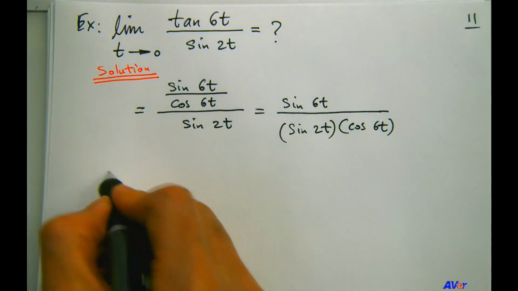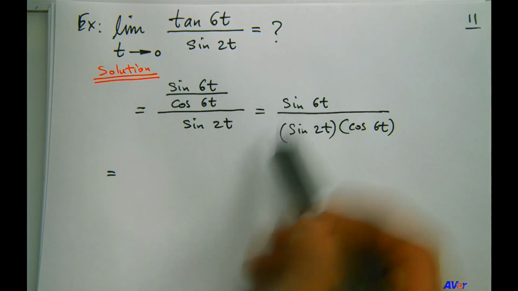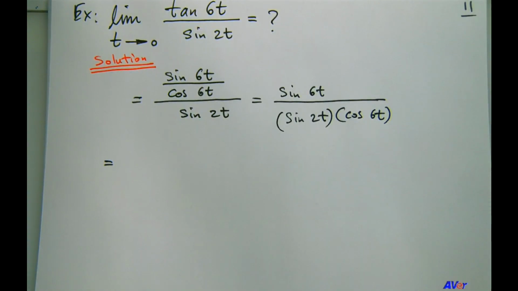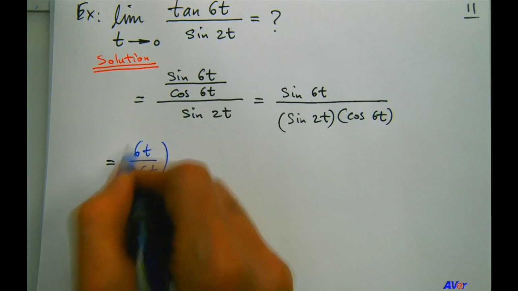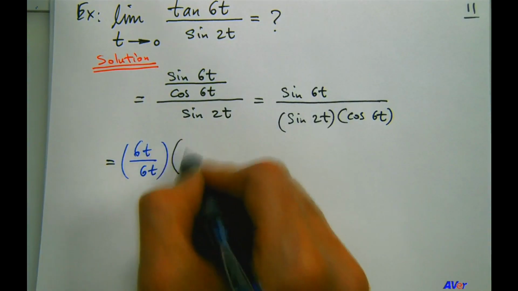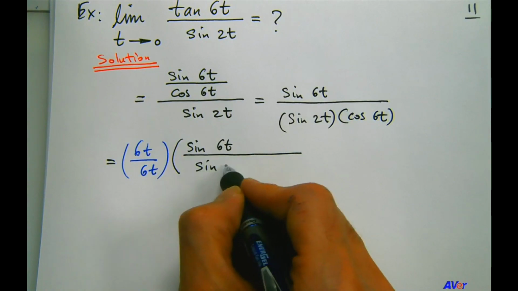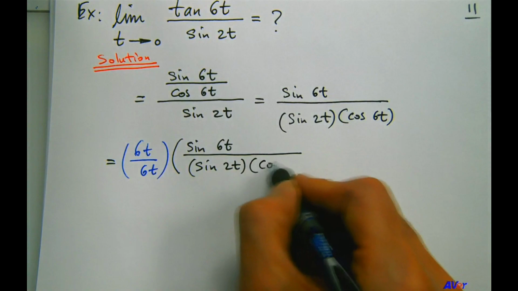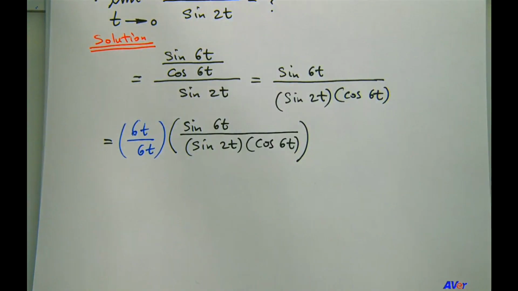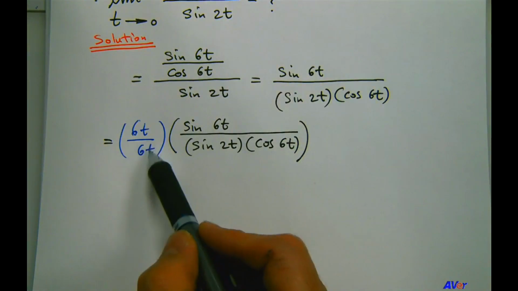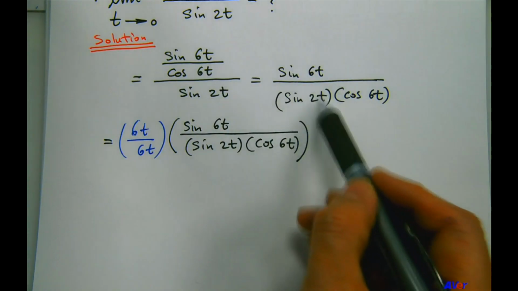Let us multiply the numerator and the denominator of this expression by 6t. We need that 6t. So 6t over 6t multiplied by that expression, sine of 6t divided by sine of 2t times cosine of 6t. Now we need the 2t as well, we need this argument as well.